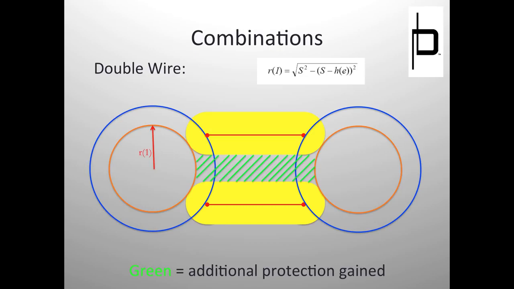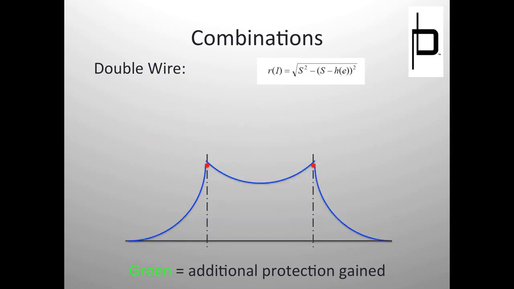Now imagine two wires. So you have two wires running across your substation. Individually, they provide the yellow protection. But together, they provide this bonus green protection. And this is the section view of it. If you have two wires, as long as those wires are close enough together to support the sphere, then the sphere can't go below that wire. So it basically holds the sphere up along your whole substation.